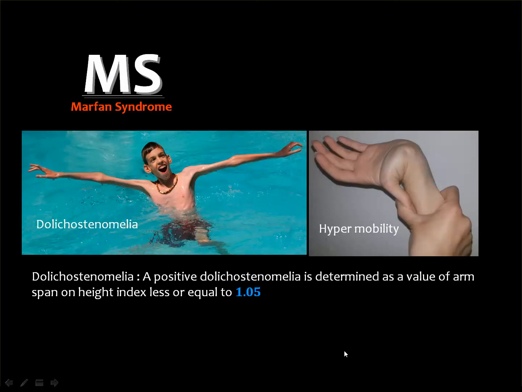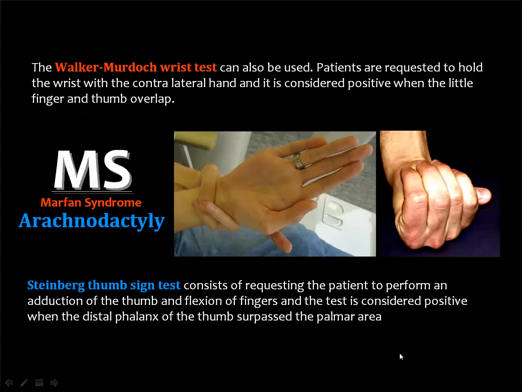Then these are some of the criteria. Number one is known as dolichostenomelia. By this we mean that the span between the upper limbs is longer than the height of the body. If you divide the span by the height and get more than 1.05. Number two in the criteria is the hypermobility, as you can see here.